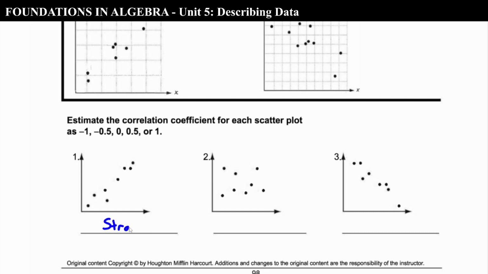In fact, let's just go ahead and say strong, moderate, or weak for these. So this is a strong positive correlation. This one is weak, and there's no correlation. So weak, no. Okay. And then for this one, this is negative, and I would say that this is a strong negative correlation.